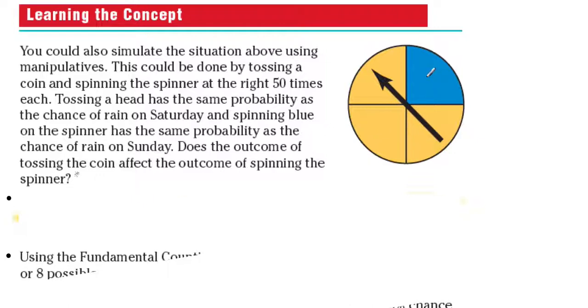So every time the arrow lands on the blue part of the spinner, that will represent our 25% chance of rain. So does the outcome of tossing a coin affect the outcome of spinning a spinner? Of course, the answer is no. When you toss a coin, there is no way that can affect the outcome of spinning a spinner, and vice versa. When you spin the spinner, there is no way that it can affect the outcome of tossing a coin. So the answer to that question is an emphatic no.